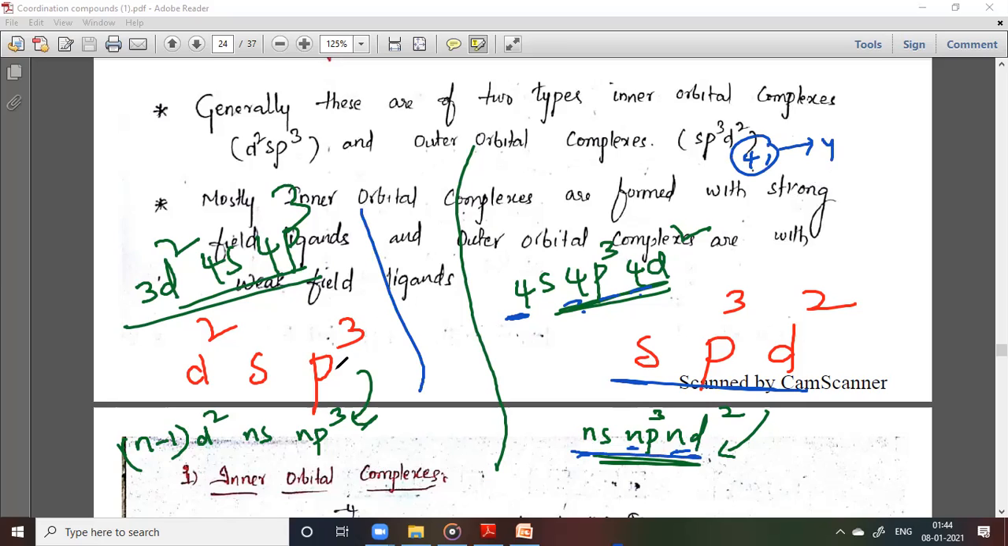But observe here, d2sp3, the d comes first, so the d orbital is before the fourth orbit. You can observe here 3d2 4s 4p3. That means n minus 1 d2, ns and np3. So what is the difference? n minus 1 d is there, which means it is also undergoing hybridization to form the octahedral geometry, but the difference is that the d orbital involved is lower in energy than the s orbital or p orbital.